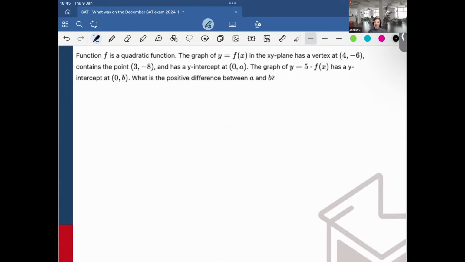So here we have function f is a quadratic function. The graph of y equals f of x in the xy plane has a vertex at (4, -6) and contains the point (3, -8). Okay, so right away when I see a question on the exam that is giving me the vertex, I think of using vertex form, which is y equals a(x minus h) squared plus k. And I can just plug in the vertex coordinates here. So here would be (x - 4) squared and -6.